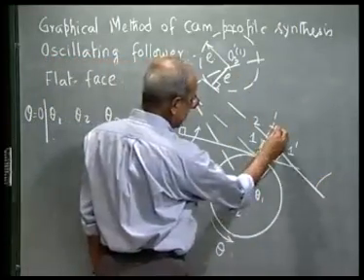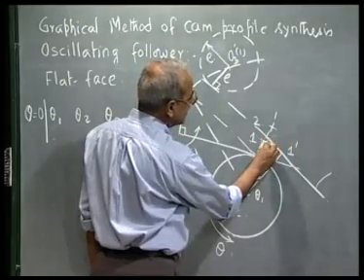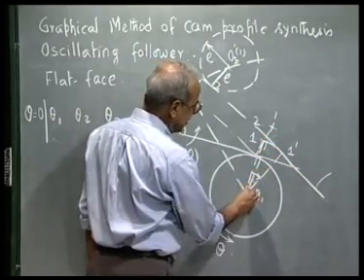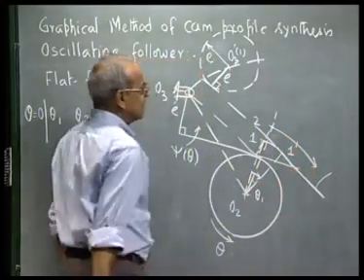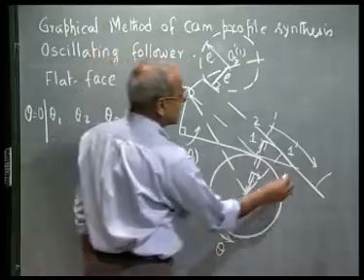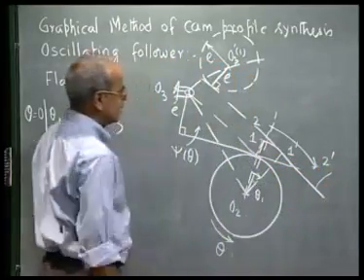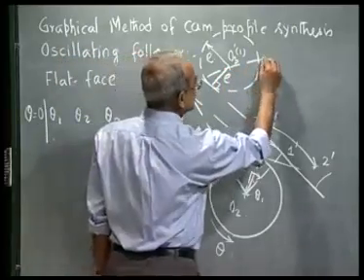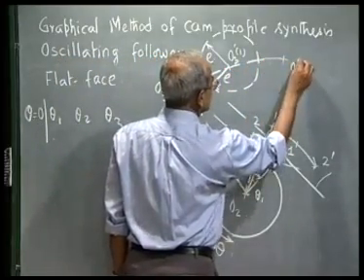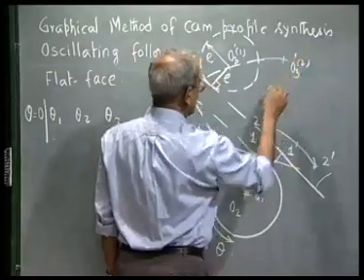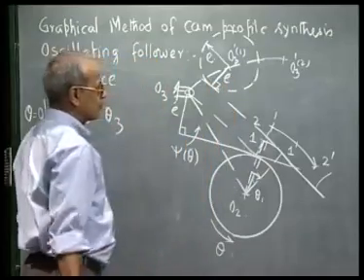Similarly, I can rotate O2 2 through an angle theta 2 to get the inverted position 2 prime. Then I go to O3 2, wherever that is, by rotating O2 O3 through theta 2 in the clockwise direction.